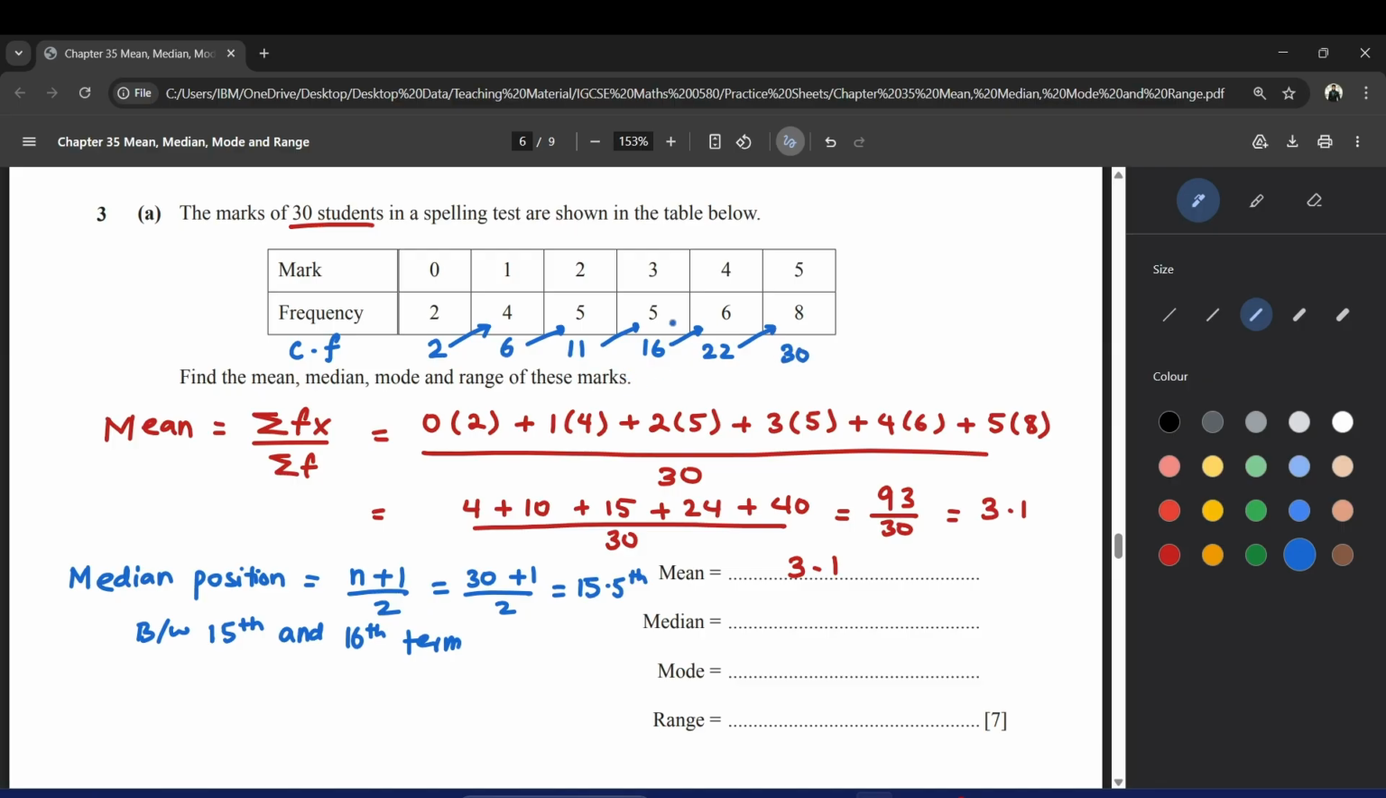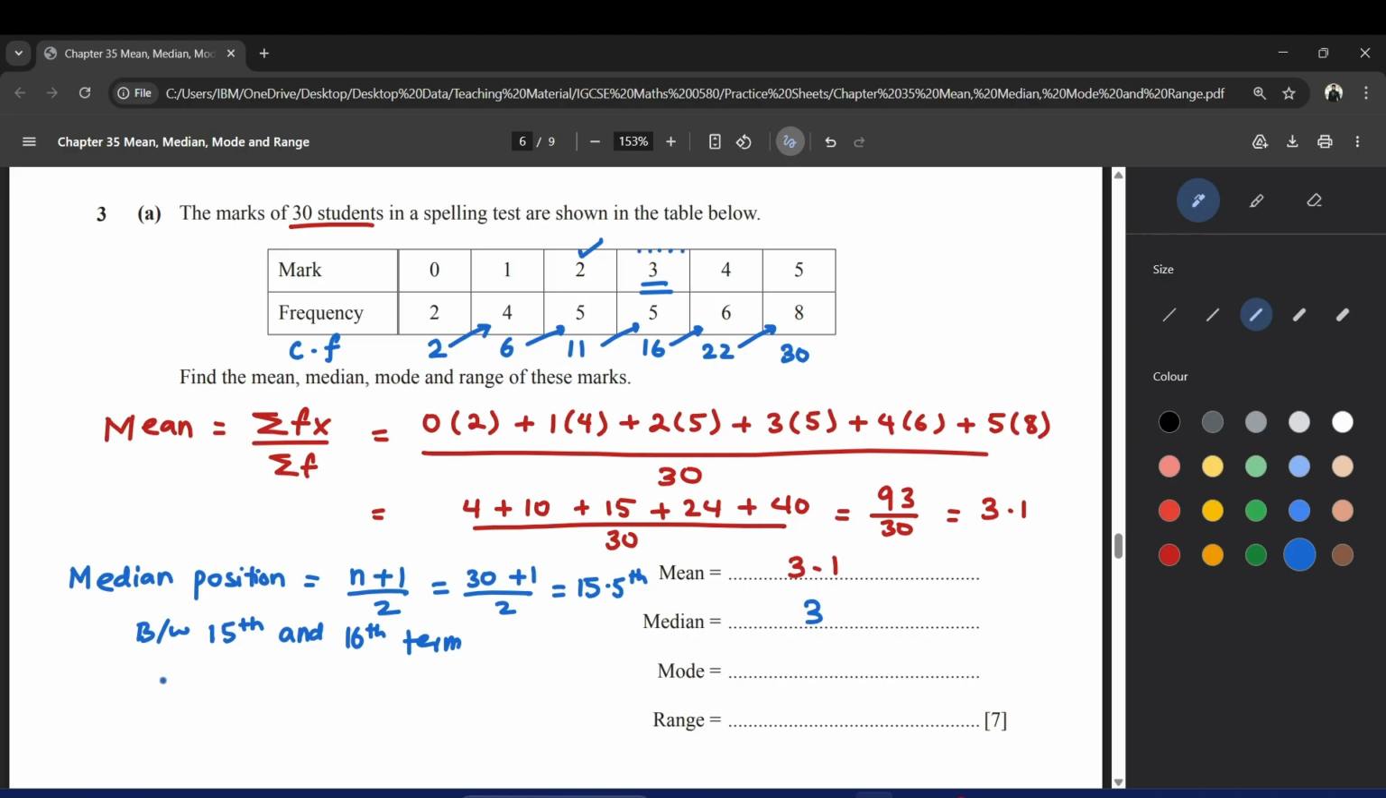Now we can see that until 11 terms, we have the mark 2, right? After the 11th term, the 12th term is going to be 3, and the 13th, 14th, 15th, and 16th. All of these terms will be 3. So we can see that both the 15th term as well as the 16th term are going to be 3. Therefore, the median is also going to be 3.